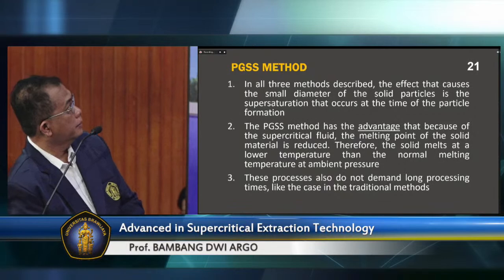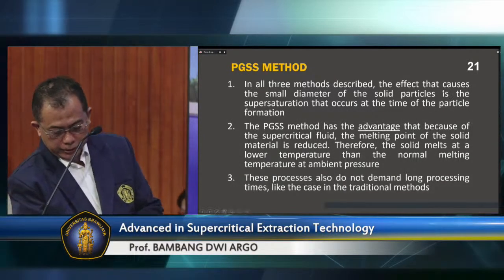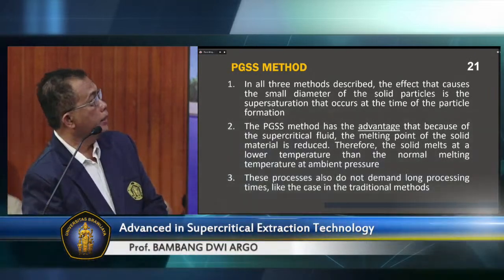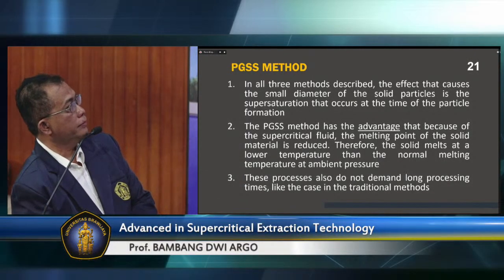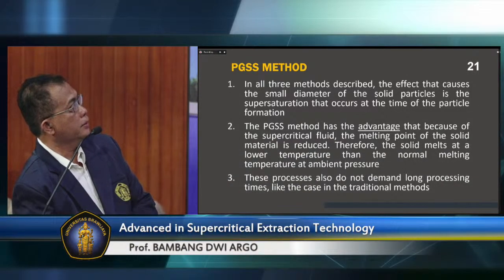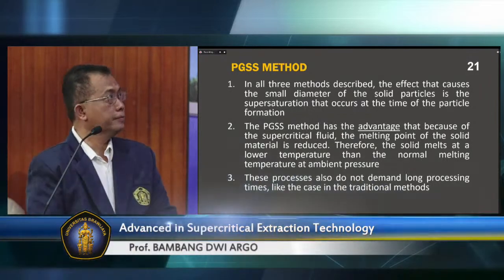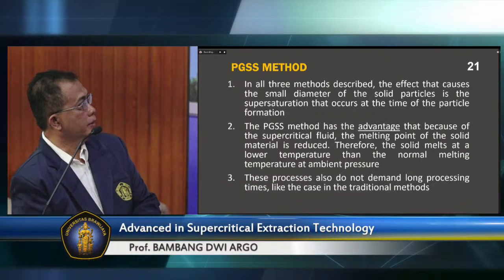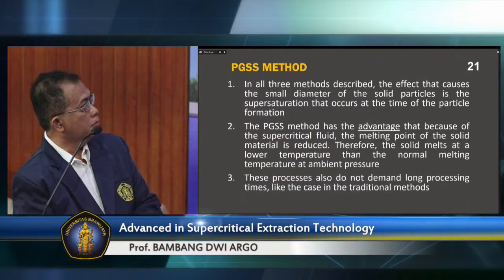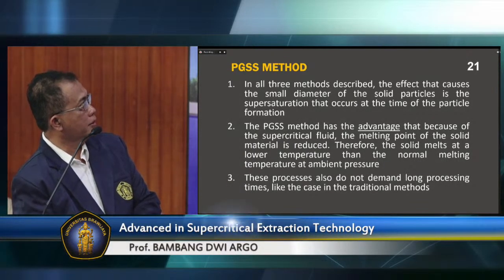You know that PGSS method is the third type of micronization method. In all three methods, the effect that causes the small diameter of the solid particle is the supersaturation that occurs at the time of the particle formation. So this information is important when you will design the PGSS method.